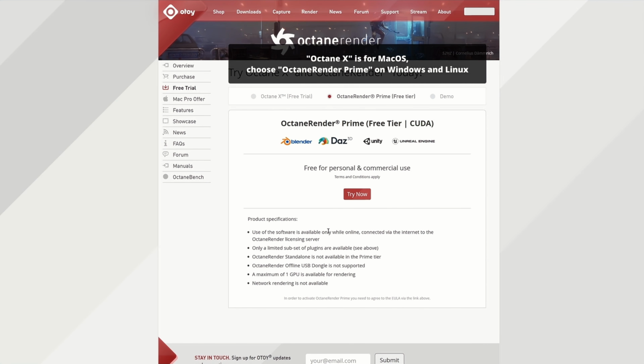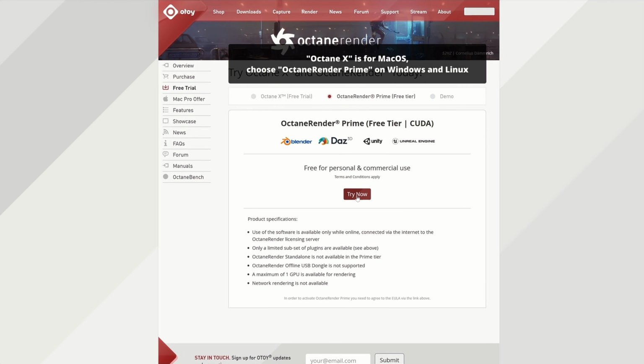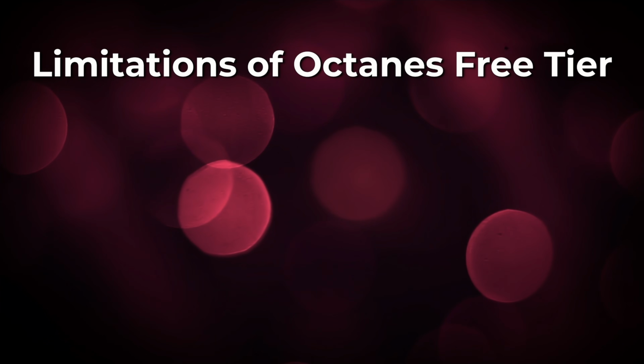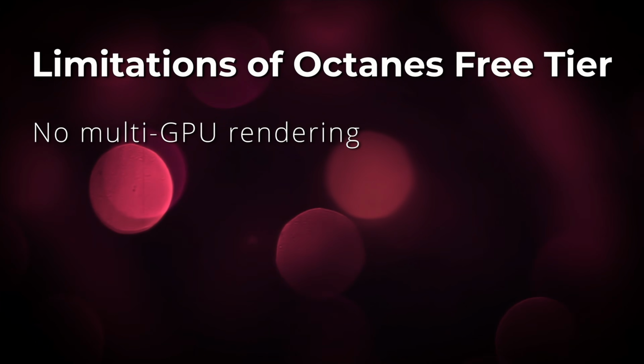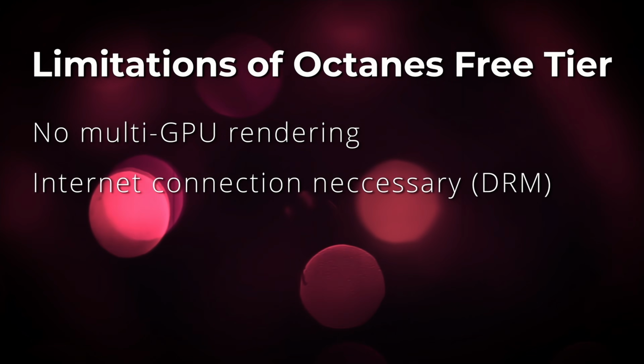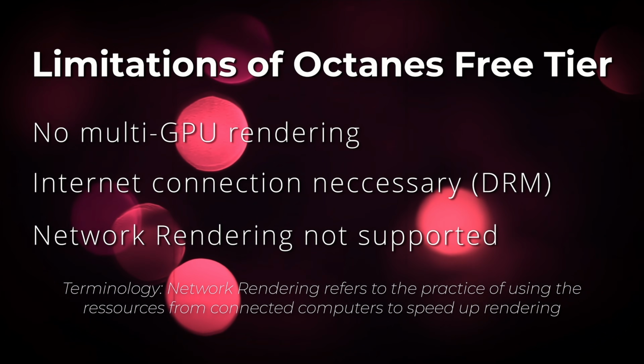Even though you can find it under trial, you can use the free tier for an unlimited amount of time and also have permission to use it commercially. Your only limitations are that you can't use more than one GPU to render and require an active internet connection. Network rendering is also unavailable in the free tier.